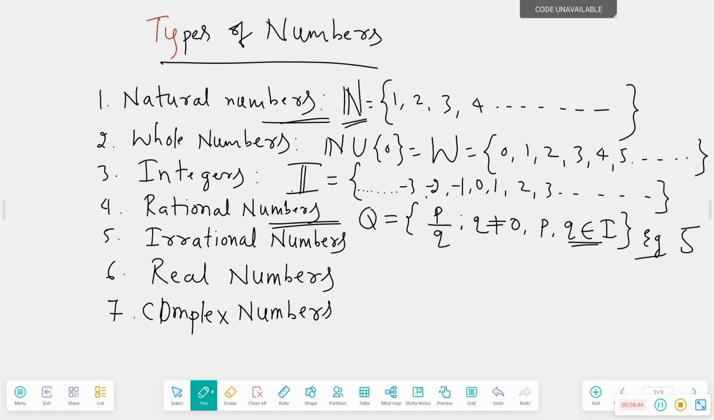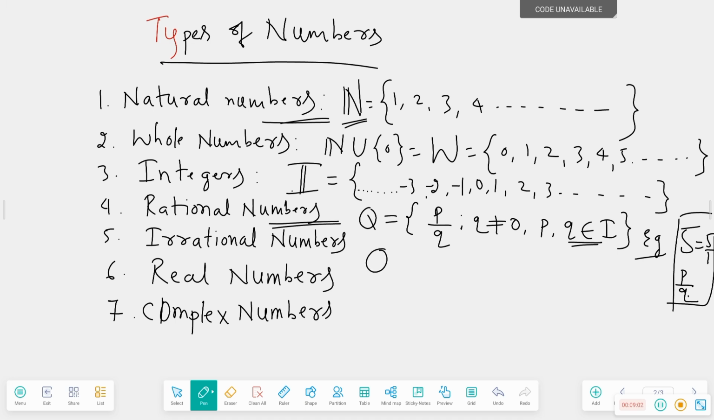5, is it a rational number? Yes, of course it is a rational number. See, 5 can be written as 5 by 1, therefore this is of the form P by Q, where Q is not equal to 0, therefore this is a rational number.